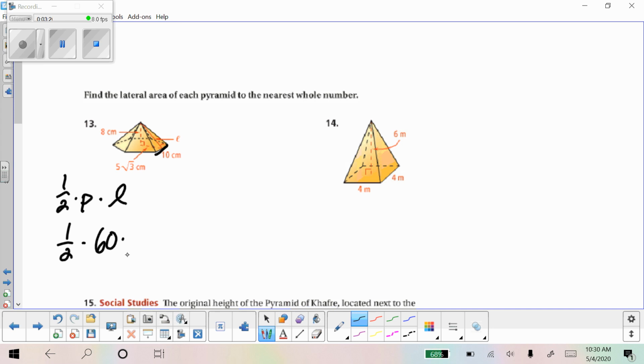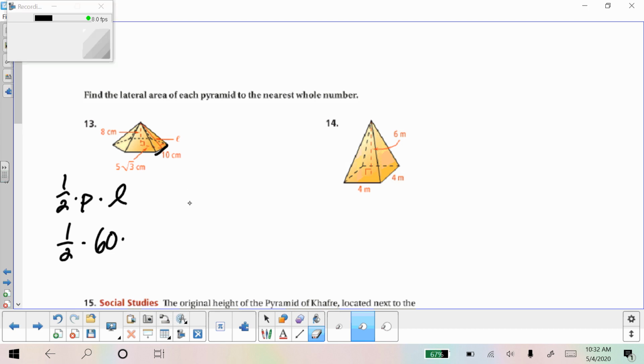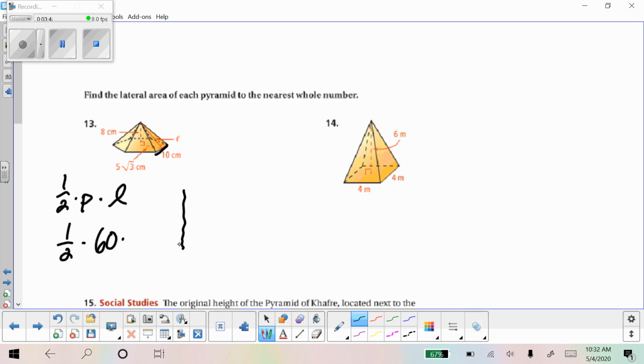And the slant height, I'm not sure that we're given that. But if you look at the triangle on the inside, the slant height is part of that triangle. So looking at the height of the pyramid, and then the slant height that goes with that. So the base, it said, is 5 times the square root of 3, this little triangle. And height of the pyramid is 8. So we need to use those two values to get our slant height, L.